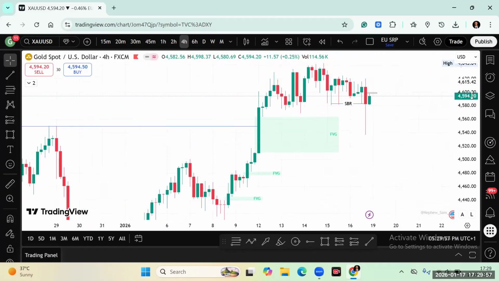I will not advise newbie traders to trade gold. You trade the pairs that match your stage in your trading journey. Gold is for experienced traders because a lot of factors affect gold.